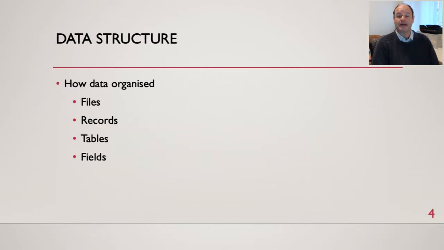Over the next few slides, we're going to be looking at more database terminology. It is important that you know all of these, as there is always a question on one of these terms.